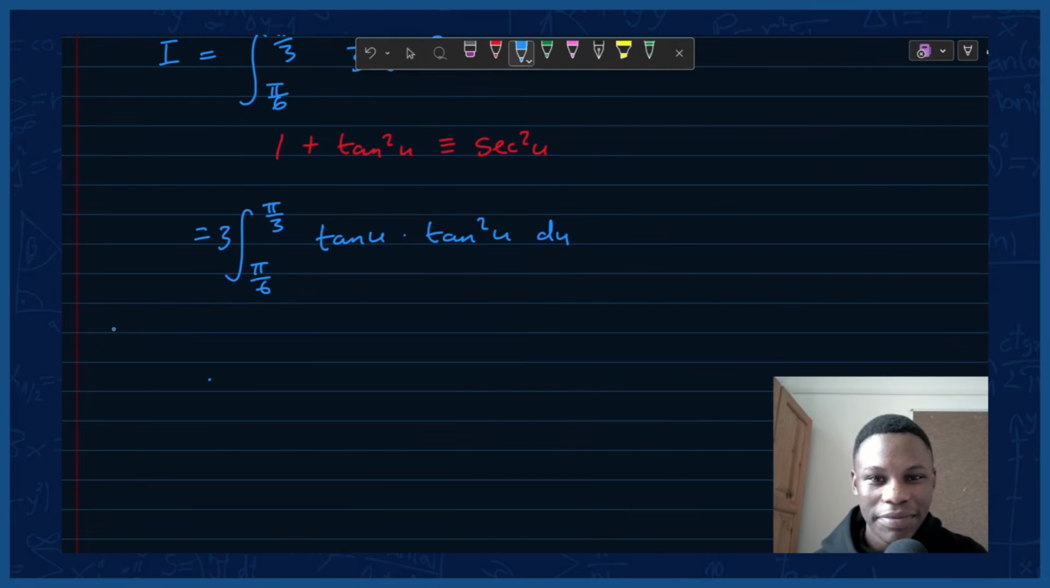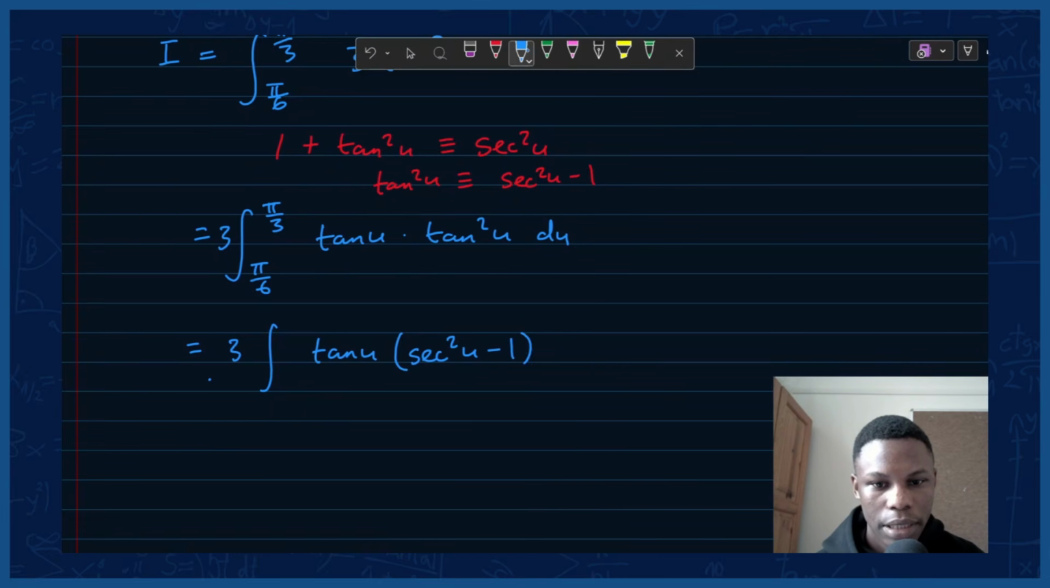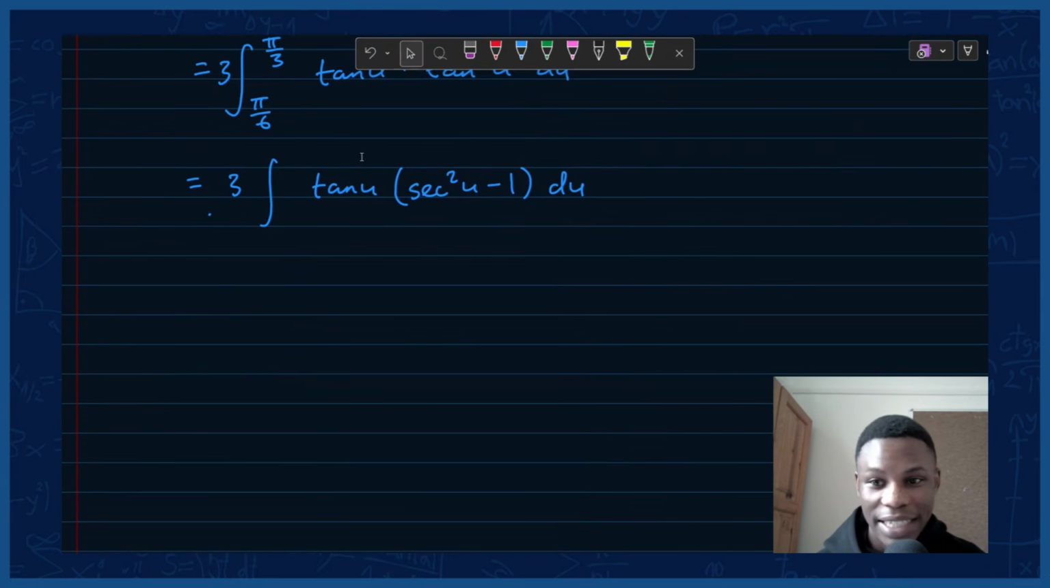So if you play around with the identity above and make tan squared the subject of the formula, you can see that tan squared u is the same as sec squared u minus 1. And so that means this becomes 3 times the integral. In fact, for now, let's just ignore the limits. We'll bring them back in at the end. So that's tan u multiplied by tan squared u, which is sec squared u minus 1 du. Okay, and this is what we need to integrate.